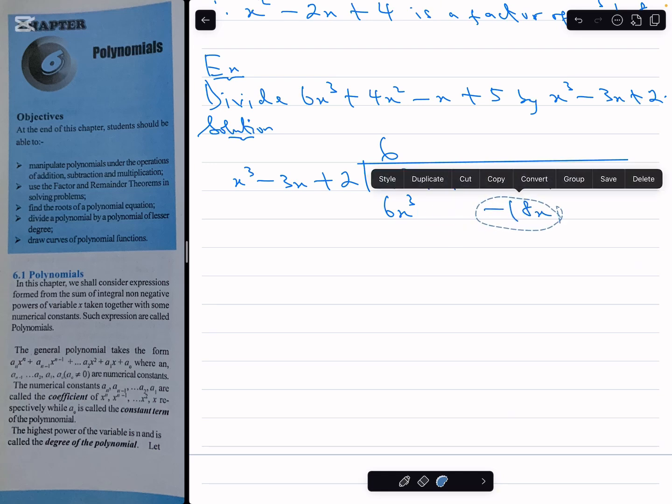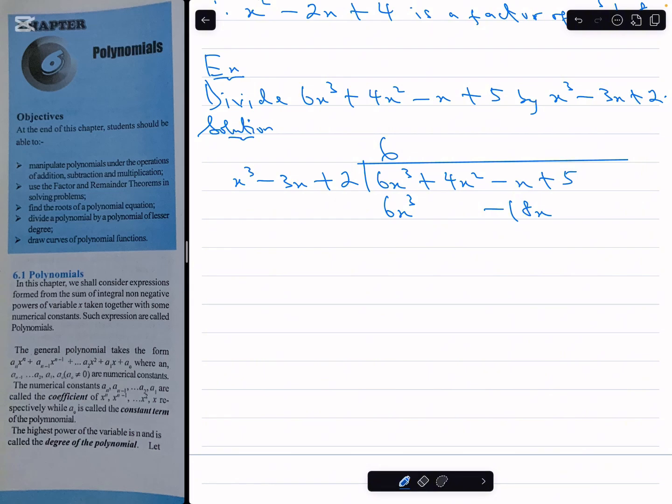So this minus 18x should be under the minus x, so I write 0x squared. I've done x cubed times 6, 6x cubed, minus 3x times 6, minus 18x. That's why I'm putting the 0x squared under 4x squared in the middle. And now 2 times 6, 12. Yes, you must make sure the arrangement is in the right order so that you don't get confused. Whatever is missing, make it 0.